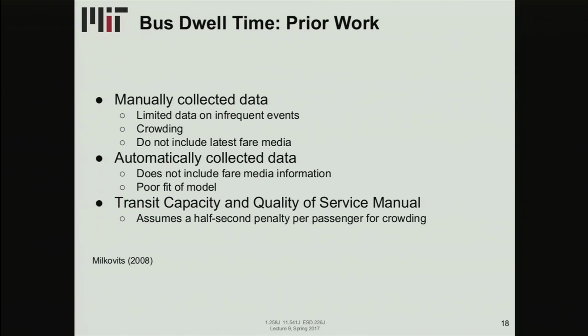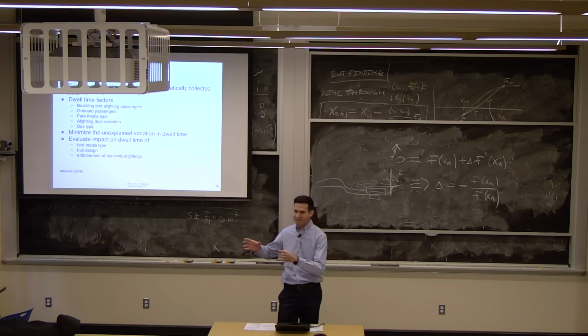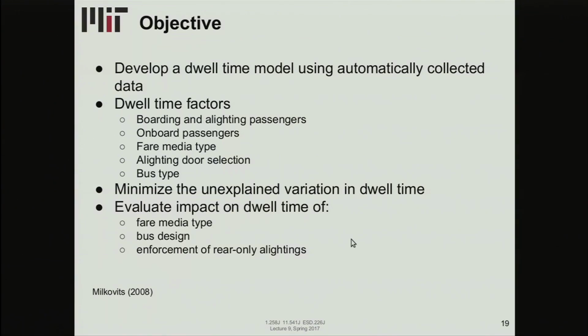So there was interest in developing something more sophisticated, and they looked at buses and CTA for that. So they looked at these factors. So boarding and alighting passengers, counting them, onboard passengers, so load, the fare media type, the alighting door selection, so whether people alighted from the front door or from the back door, which has an impact, and the bus type. There were several bus designs, and some of them had wider doors and fare boxes placed more optimally. So all of that was taken into account.